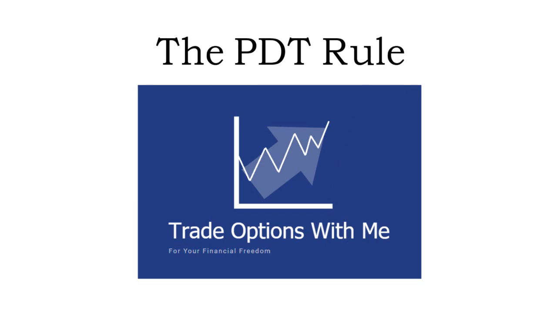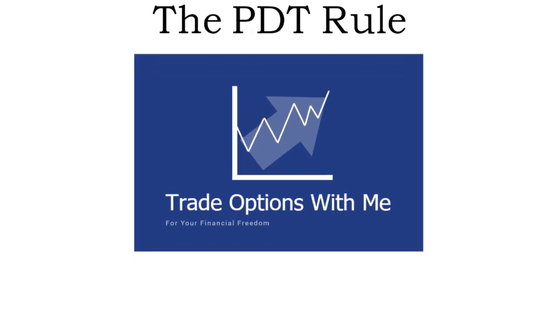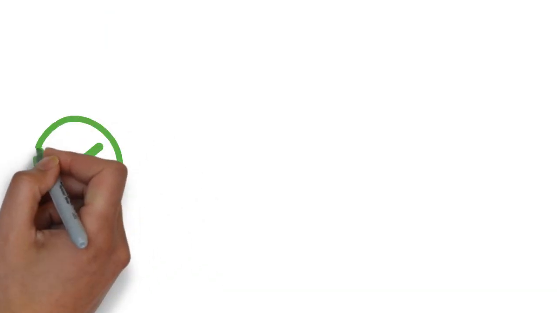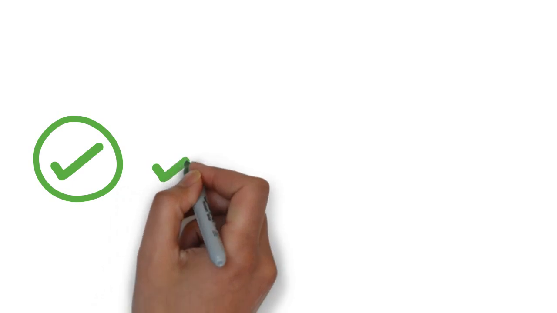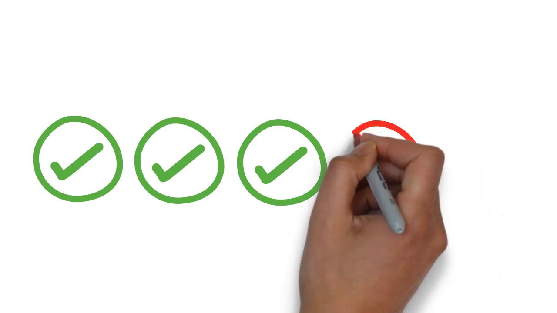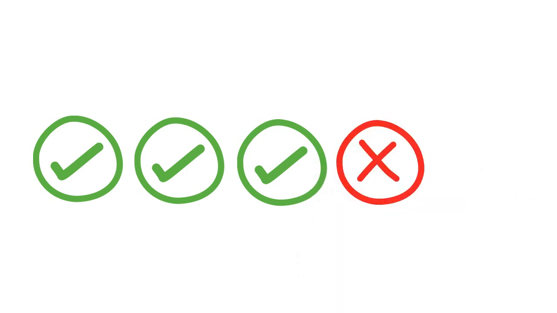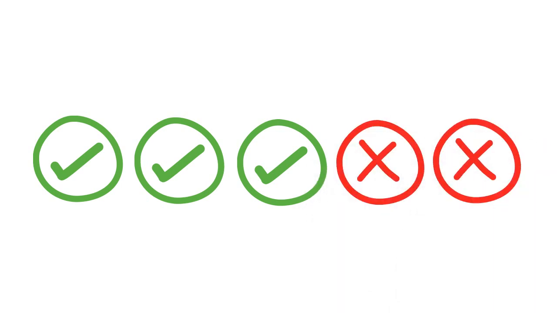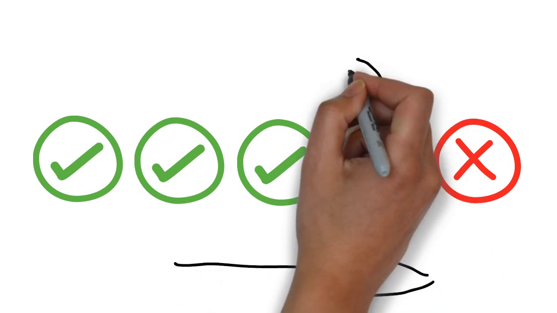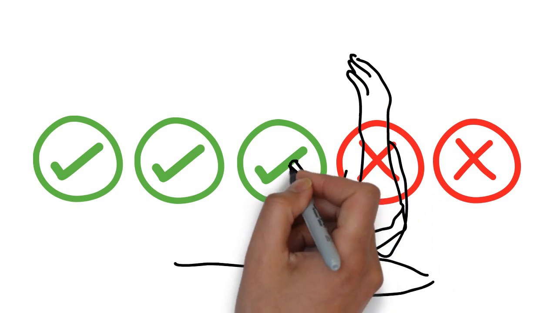In this video I will present what the PDT rule is and how you can avoid it. You have probably heard about a rule prohibiting traders to day trade more than 3 times in a given period. It can be very annoying to not be able to capitalize on a great setup because you already used your 3 day trades on something else.